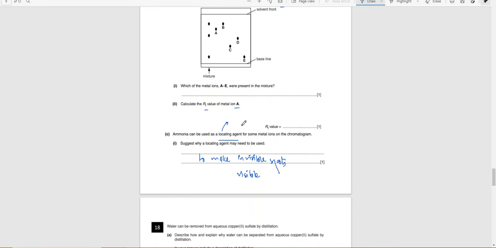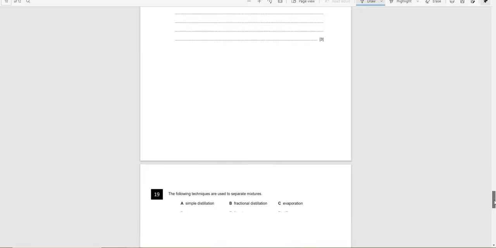Okay. They also ask you about amino acids. Amino acids are colorless substances, but they are still separated with the help of chromatography. How? We use a locating agent. Remember, chromatography is also used to separate amino acids. So whenever you are writing the description for chromatography of an amino acid, do mention the addition of a locating agent.